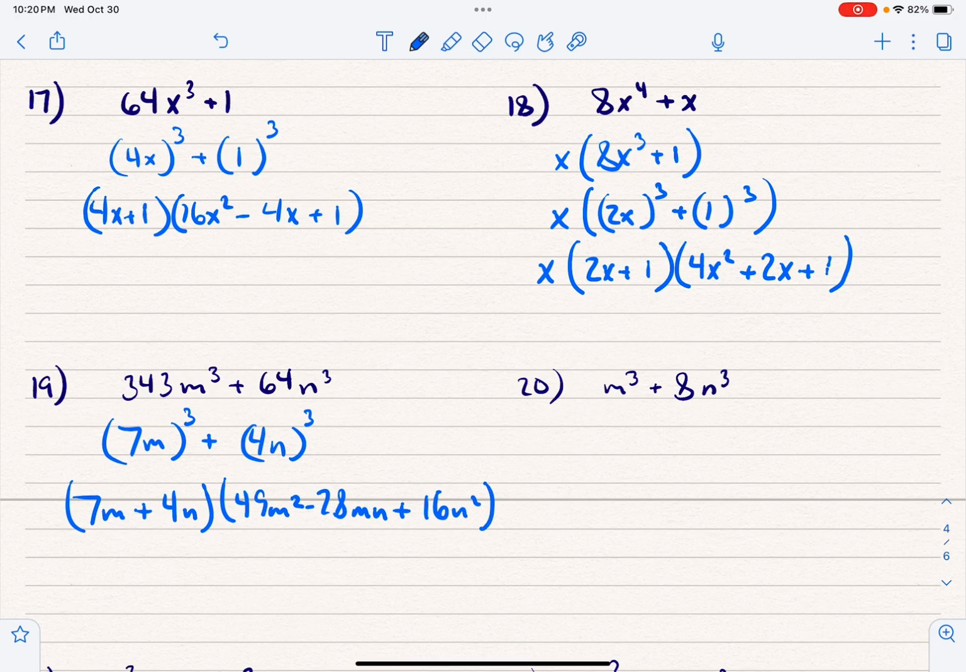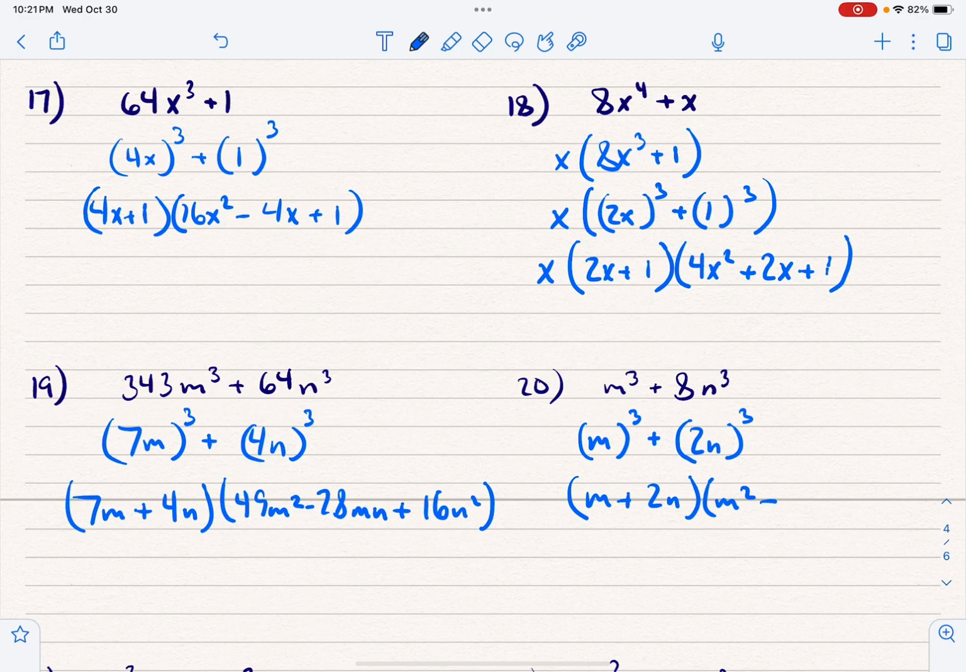All right, let's see here. On the next one, this one already is in its most factored form in terms of pulling out anything that they share. So it is just the sum of two cubes. This is m cubed, and this one right here is 2n cubed. And so that becomes m plus 2n times m squared minus 2mn plus 4n squared. There we go. Just a couple more to go.